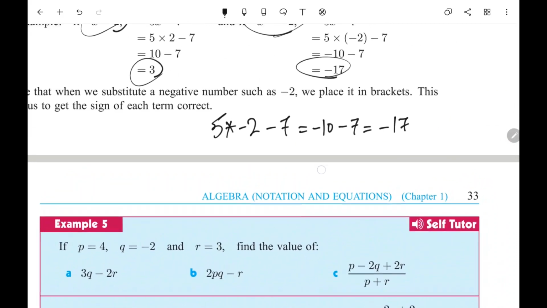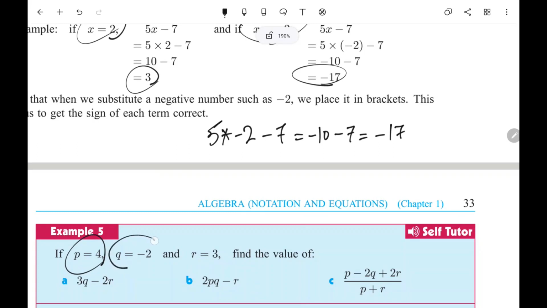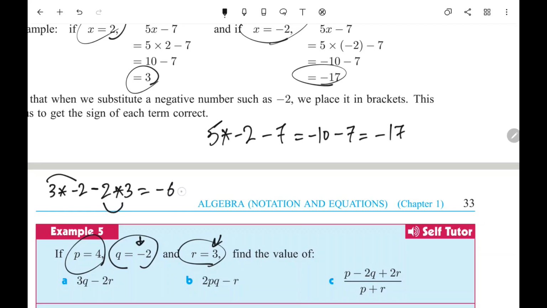In this example, if p equals 4, q equals negative 2, and r equals 3, find the value of 3q minus 2r. Q equals negative 2, so we have 3 times negative 2 minus 2 times r, where r equals 3. 3 times negative 2 equals negative 6, and negative 2 times 3 equals negative 6. Negative 6 minus 6 equals negative 12.